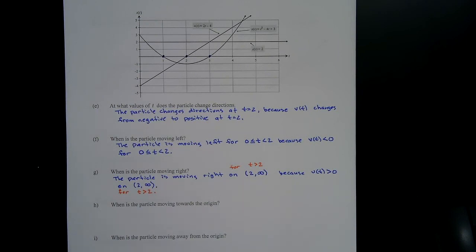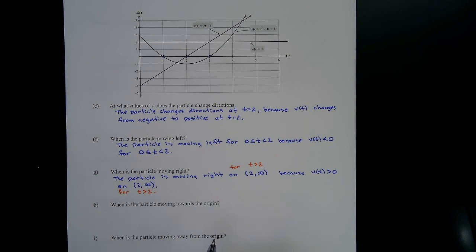I do want to give you options, but the write-up needs to be correct. You're telling me where it's happening, and you're giving me a justification of why you're saying what you're saying. All right. So the next question is this: when is the particle moving towards the origin?